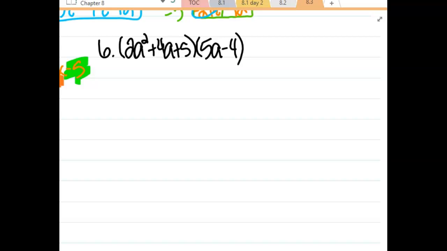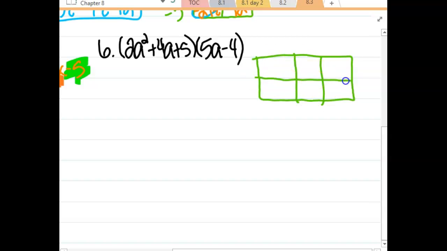Now for the last ones with the box method, it was just a 2 by 2 box. This time my box is going to be a little bigger. Because here's the thing, if I'm going to write the terms on top of the box or on the side of the box, I have to have 3 terms, 3 boxes by 2 boxes. So it doesn't matter if you do 3 across and 2 up and down, or if you do 3 up and down and 2 across, it doesn't matter. But wherever your 3 boxes are is where you're going to put your 2a squared plus 4a plus 5, and then your 5a minus 4. Make sure you put the negative in front of the 4. We'll go down the side.